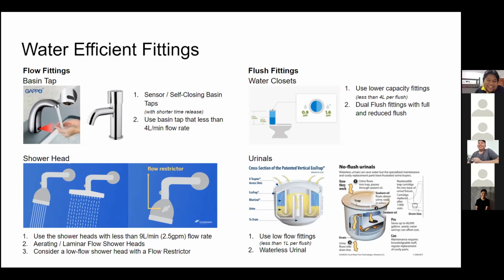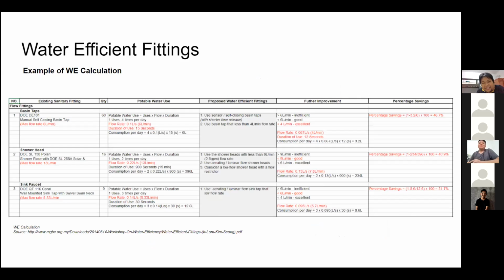Okay, next. This is the calculation I did. The first pass is the existing fitting, and I tried to research their flow rate and did some calculation. So with further improvement, we can see how many percent of the water inside our building we can save.